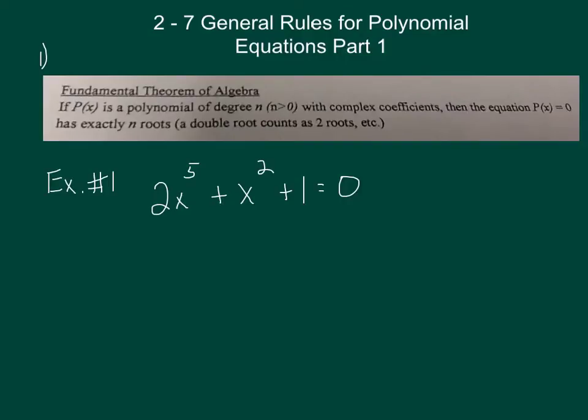Hello and welcome to Section 7. Section 7 is titled General Rules for Polynomial Equations. You should have a handout to follow along with these notes. There are 5 basic theorems or rules that we're going to talk about.